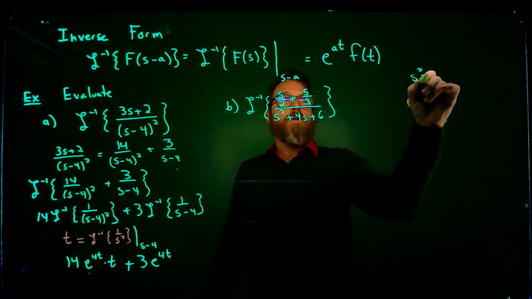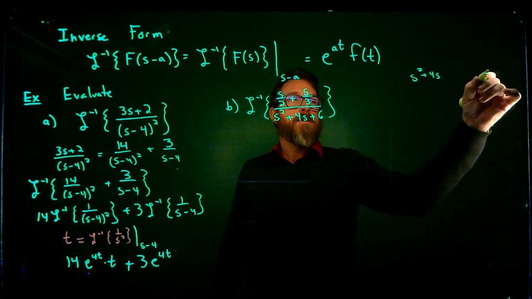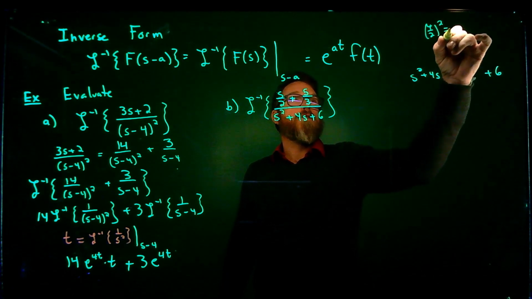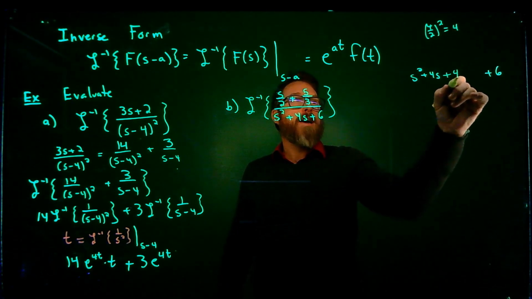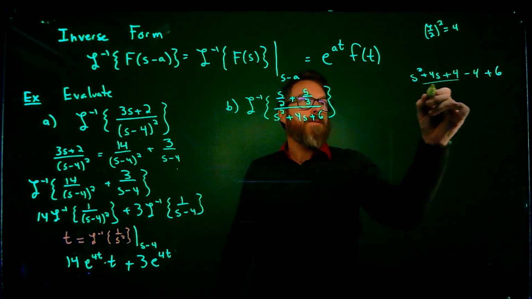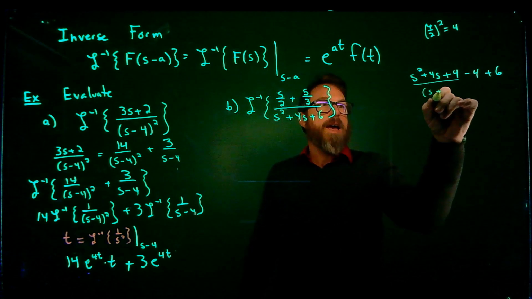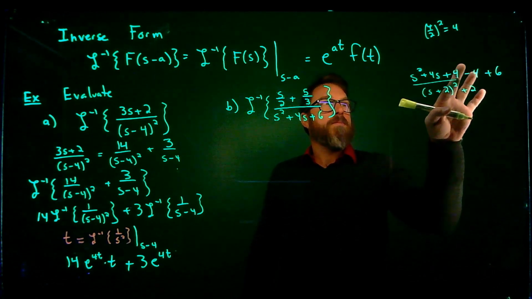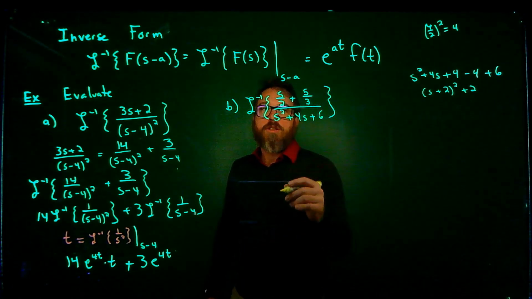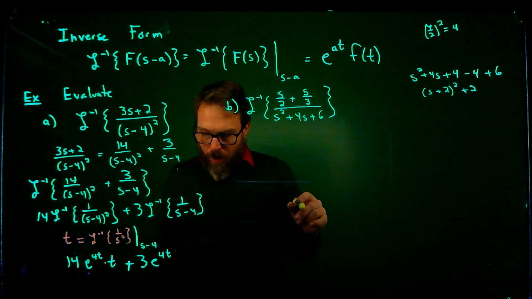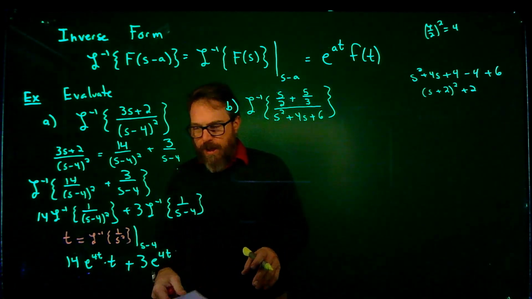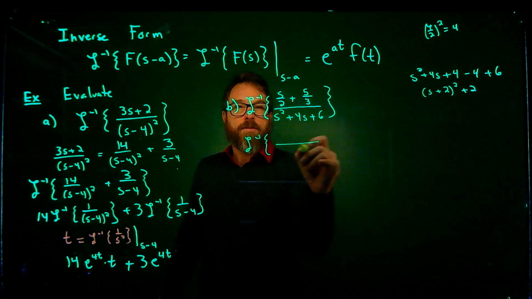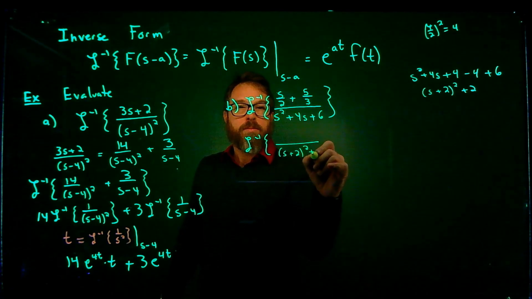If I have s squared plus 4s plus 6, in order to complete the square, I have to take half of that coefficient and square it. So 2 squared is going to be equal to 4. So I'm going to add 4, and then subtract 4 to balance it, and we know that right there is a perfect square. So I can rewrite this as (s plus 2) quantity squared, and then minus 4 plus 6 is going to be 2. So that's this new denominator. Now, for me to simplify this, we have something of the form, the Laplace inverse of (s plus 2) squared plus 2.